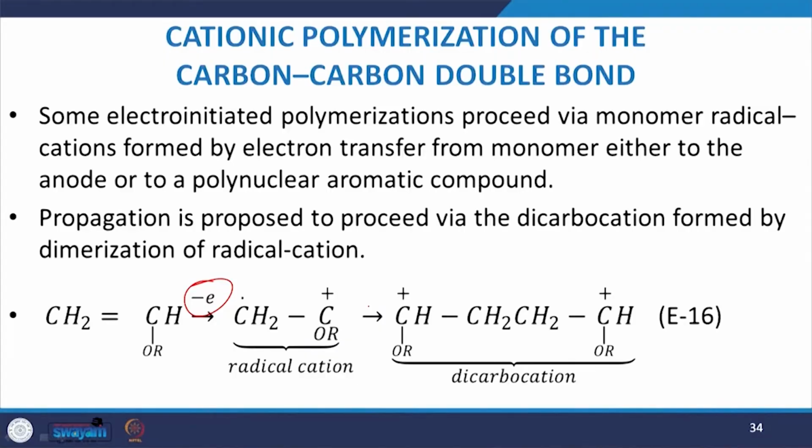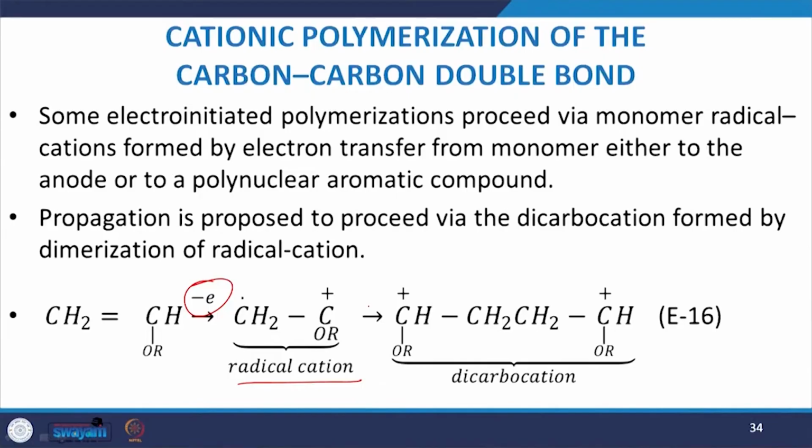Remember, this is slightly different from what we discussed in the previous slides, that is, the radical, because electron transfer from the monomer may be either to the anode or to any kind of polynuclear compound. So, let us take the example CH2 double bond CH. Here, this is the transfer of an electron. Now, the radical cation is formed over here, and this is subsequently converted into the dicarbocation, and in this way you can see the charge pattern.